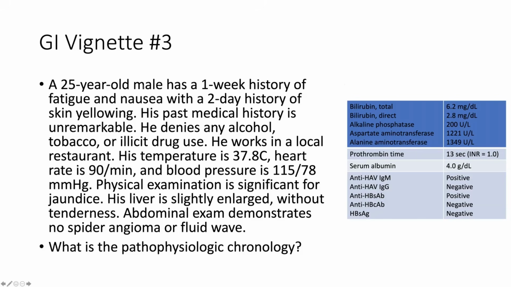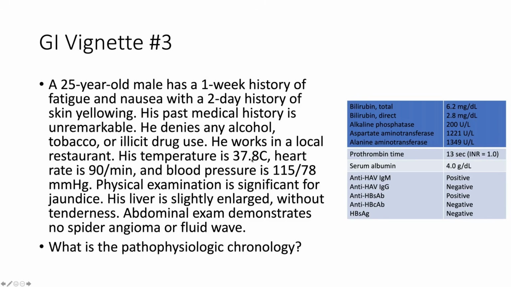So we've got a young guy, has a 1-week history of fatigue and nausea with 2 days of yellow skin. So he's got jaundice for 2 days. A week ago, he started having fatigue and nausea. So vague symptoms, although probably more GI. And now you've got some skin yellowing. So you're thinking already GI, either obstruction or inflammation. His past medical history is unremarkable. So healthy guy, no bad habits. He works in a restaurant. So could be nothing, but he's potentially exposed to foodborne pathogens.